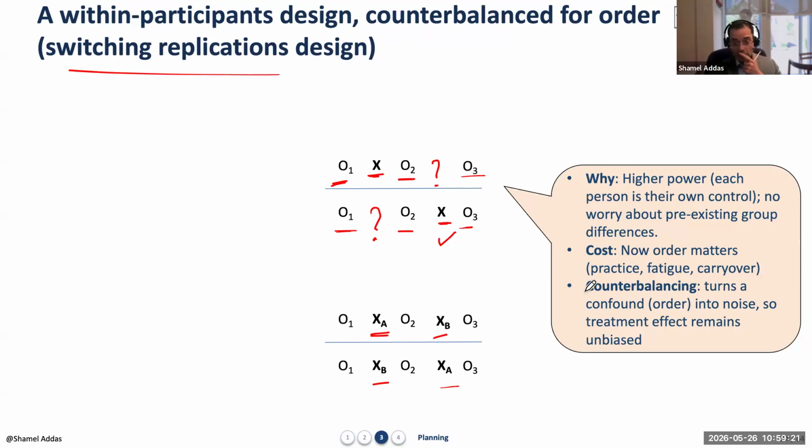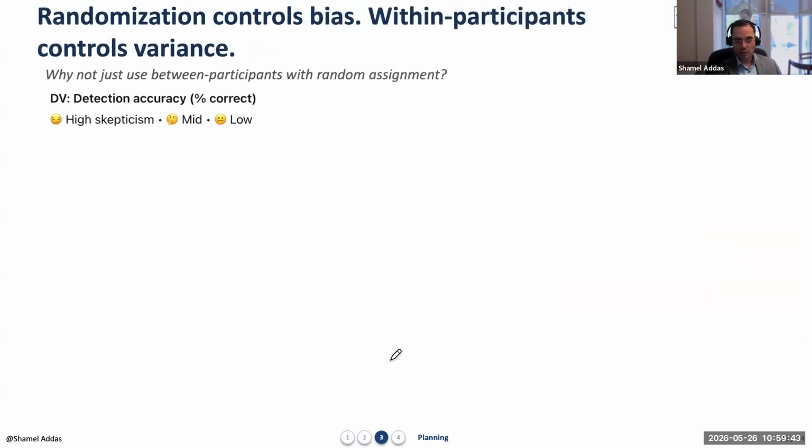So how can we deal with the order effect? One very common technique is counterbalancing. So we turn this order into noise. So some groups will see the first factor first, let's say, and some groups see the first factor second. So you do kind of a counterbalancing of the order. So let me show you what's going on here.